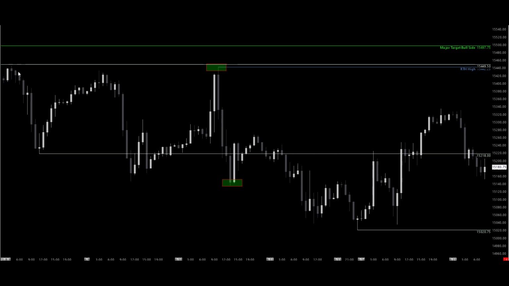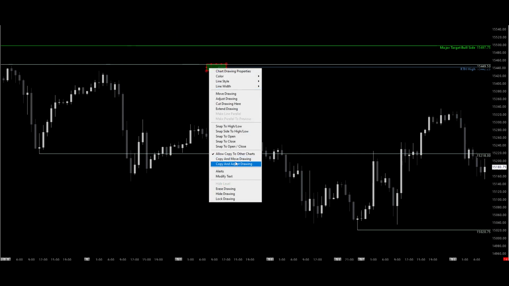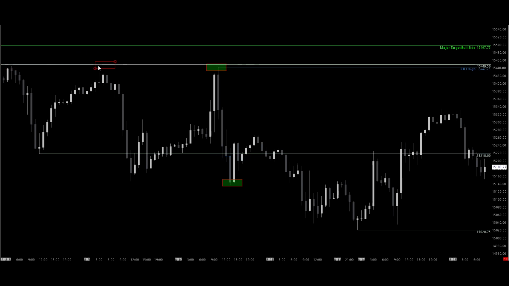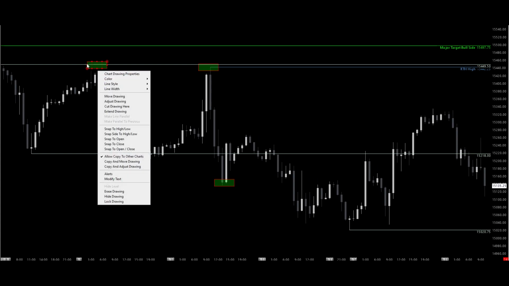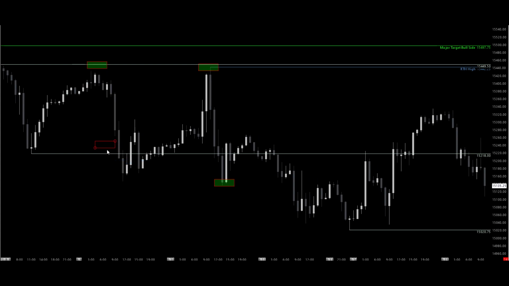So who's winning? Sellers. Even though they didn't continue for 600 points, they won the battle here, which would be a place we would want to be watching. Do we push up and take this or not? That would be an area of interest. And this would be an area of interest because it's the swing low.